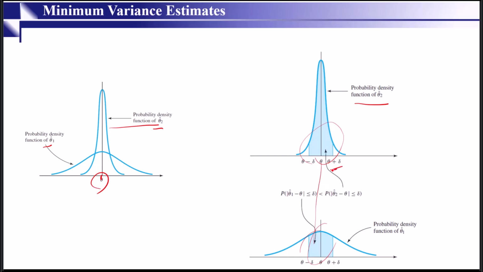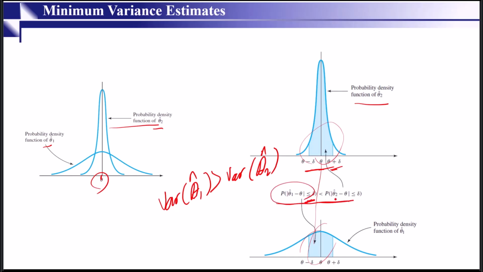The theta hat 2 is a better point estimate because the variance of theta hat 1 is greater than variance of theta hat 2. Since the unbiased point estimate of theta hat 2 is better than unbiased point estimate of theta hat 1 because it has a smaller variance, right? So we can write that probability of theta hat 1 minus theta is less than sigma, and this one is less than probability of theta hat 2 minus theta less than sigma.